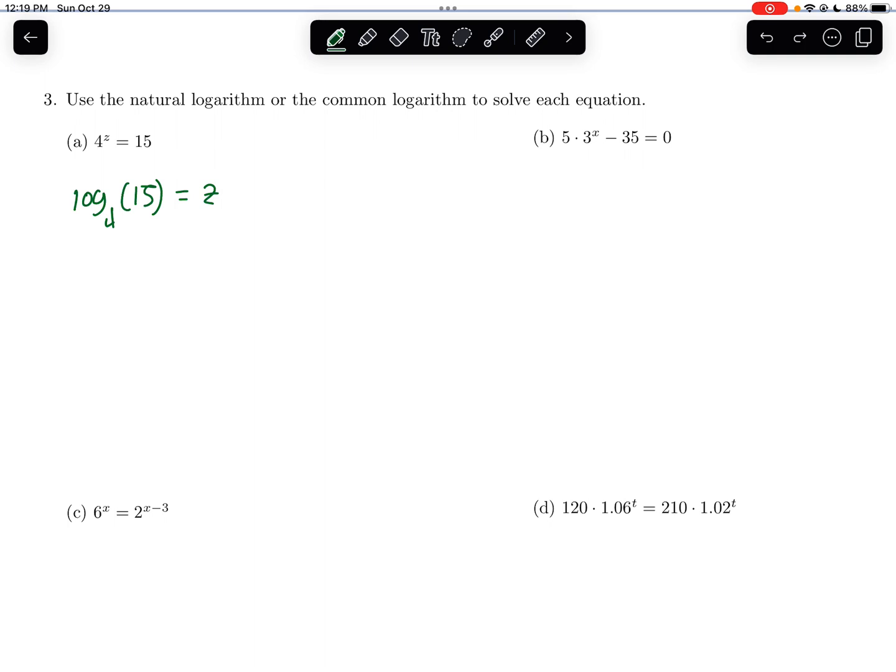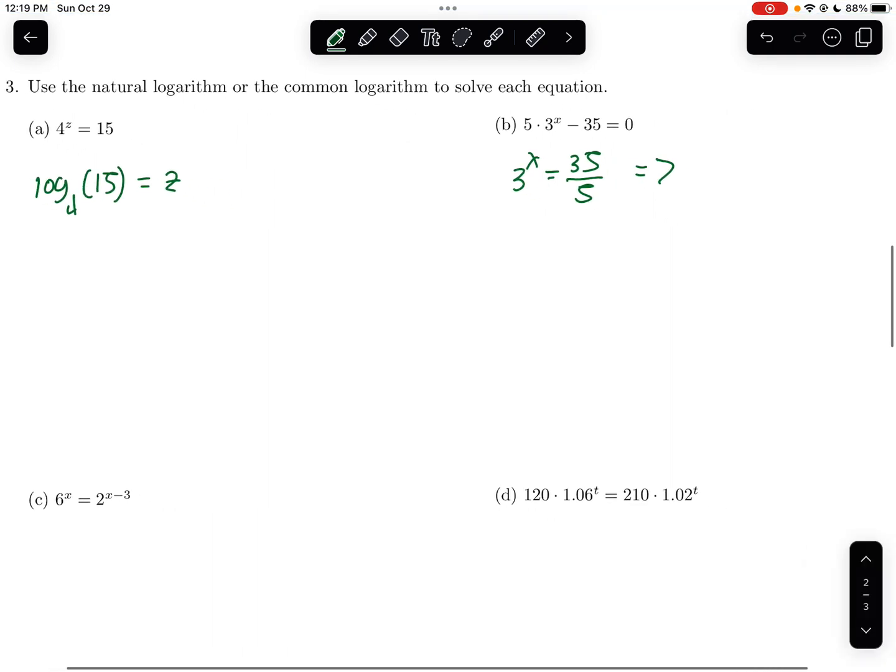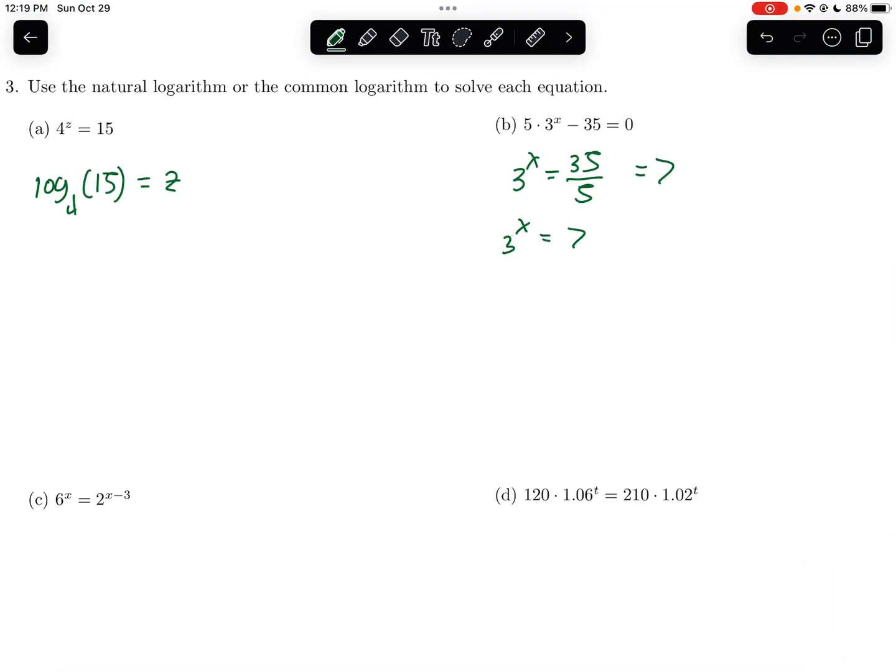Part B, you want to isolate this 3 to the x term. So this is 3 to the x equals 35 over 5, and that's 7. So we have 3 to the x equals 7. So again, using the definition of the logarithm, this means that log base 3 of 7 is x.